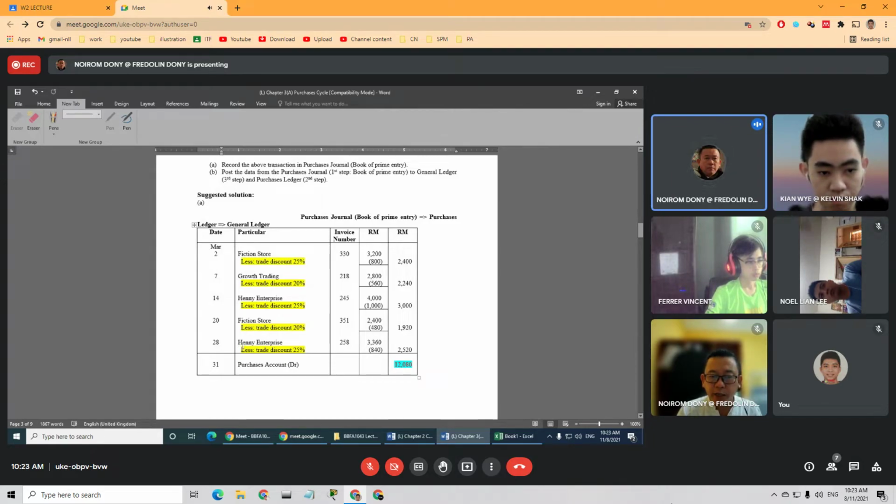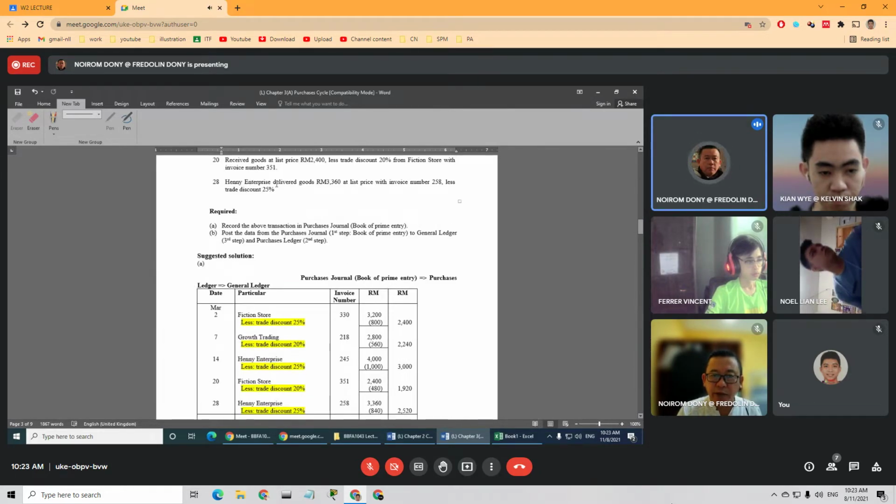Now trade discount, you have to show it, 480 for fiction store. Then minus, so net amount is 1,920. And then Henry Enterprise, the last sale. Henry Enterprise delivered goods, 3,360 at list price with invoice number. So that is the keyword, delivered goods, meaning Henry is a supplier. With invoice, indicating credit purchases. So that's why the prime entry will be the purchases journal.